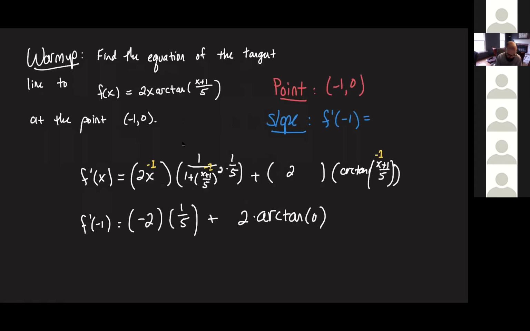All right, back to our work. This ends up being negative 2 times 1/5, which is negative 2/5. And then 2 times arctan of 0 is just 0. So what we're left with is f prime of negative 1 equals negative 2/5.